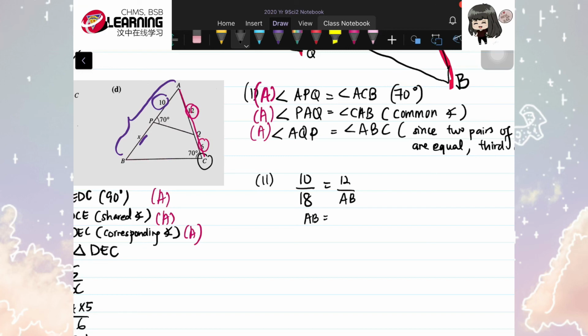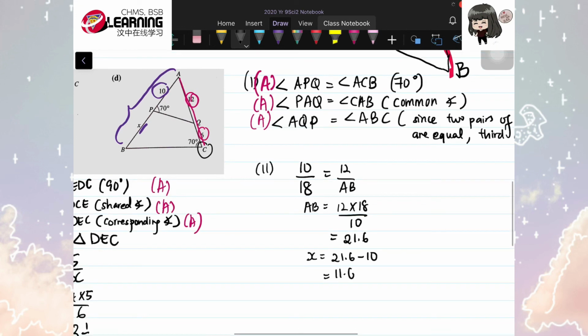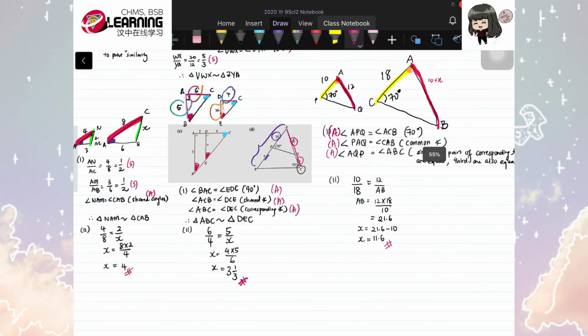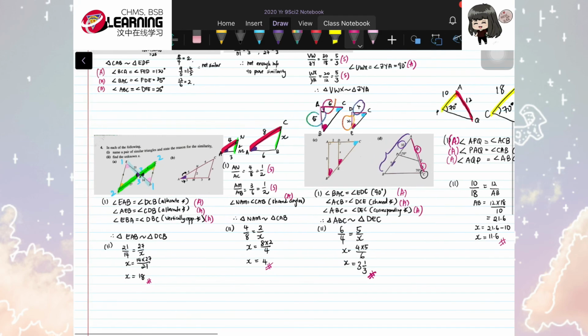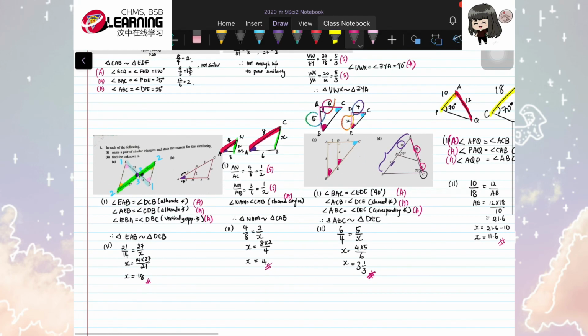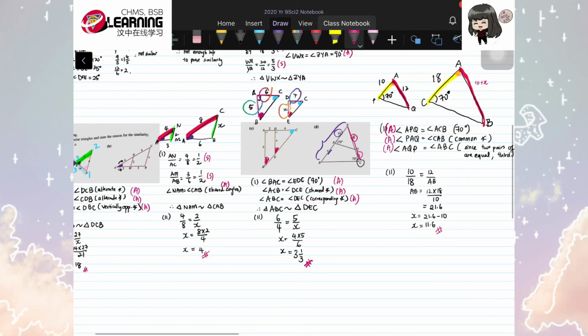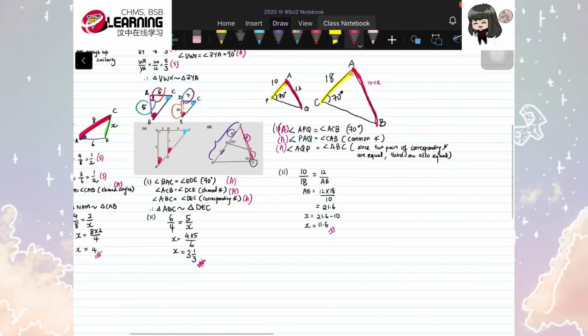So AB equals 12 times 18 over 10, and you will get 21.6. So x is equal to AB, which is 21.6, minus AP, which is 10, and that is 11.6. So there it is. We finish our similarity until question number 4 now. So that's all, and I'll see you in school.